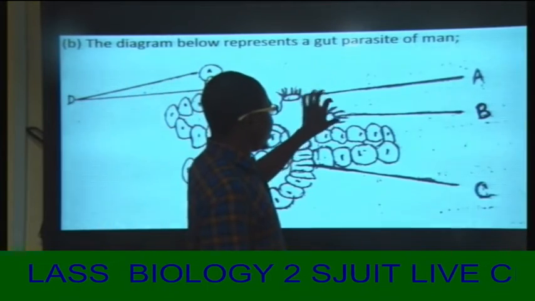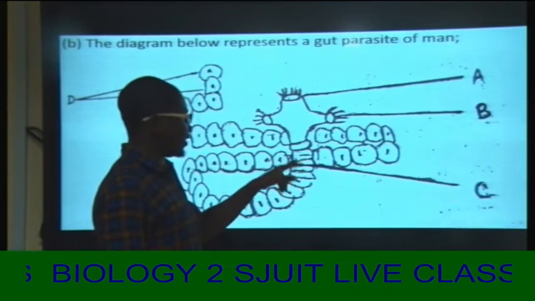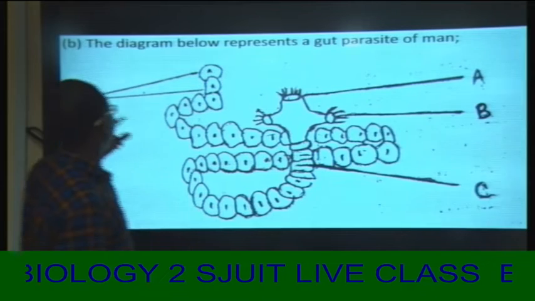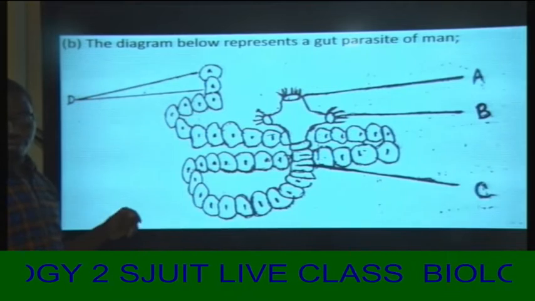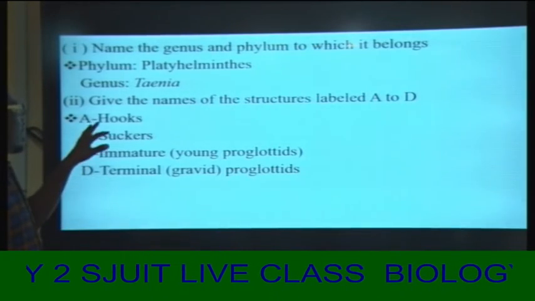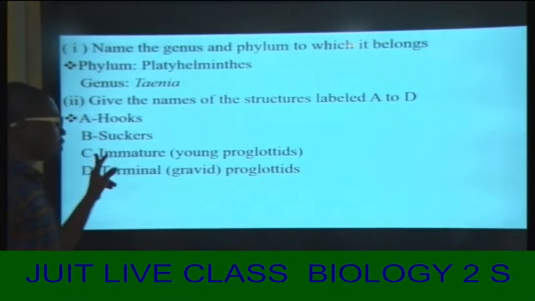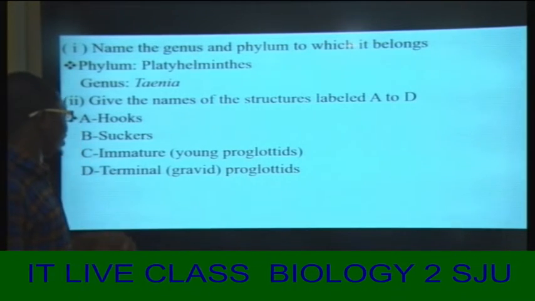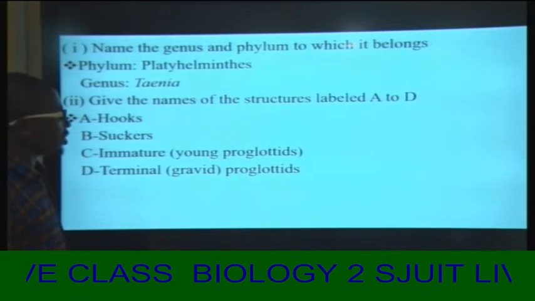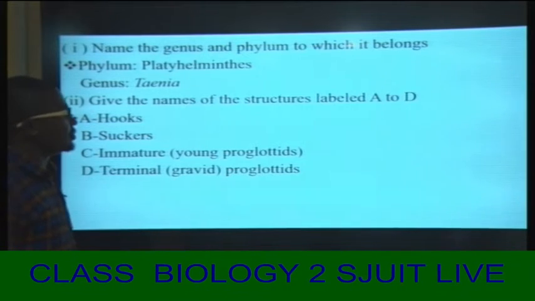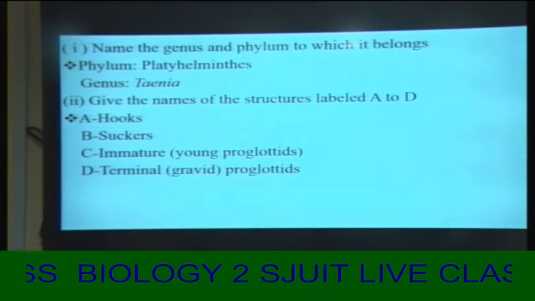And the structure B is the suckers, and C is the immature proglottids, and D is the oldie proglottids, or called the gravidae. So A stands for hooks, B suckers, C is immature or young proglottids, and D is terminal or the oldie proglottids that are called gravidae. Okay, let us see the other part of the question.